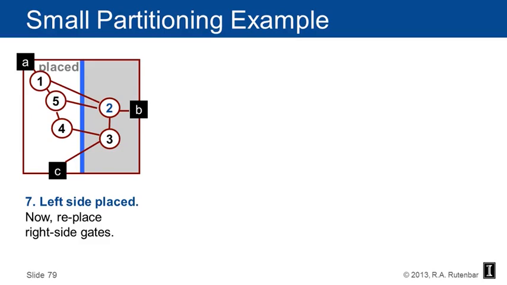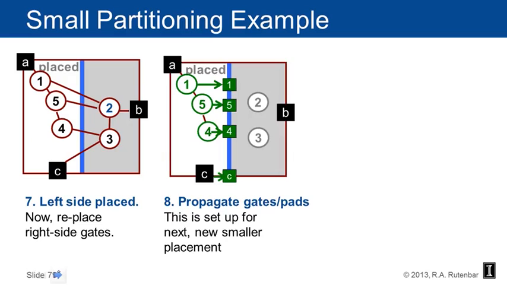Gates 2 and 3 are still moving. What we know from the assignment step from sorting is that they're going to be on the right. But we don't know where they want to go on the right. And so what we do is we make a representation of all the stuff to which they are connected that's not on the right. And so what we do is we propagate the gates and the pads. So pad C slides over to the right and goes to the center line. Gate 4 slides over to the right and goes to the center line. Gate 5 slides over to the right and goes to the center line. Gate 1 slides over to the right. And so what happens when we look down the center line, pseudopad 1, pseudopad 5, pseudopad 4, pseudopad C.